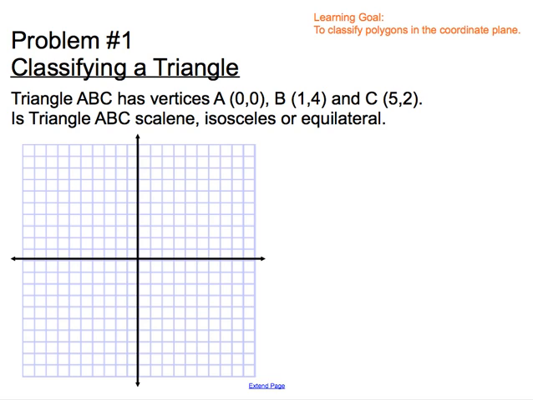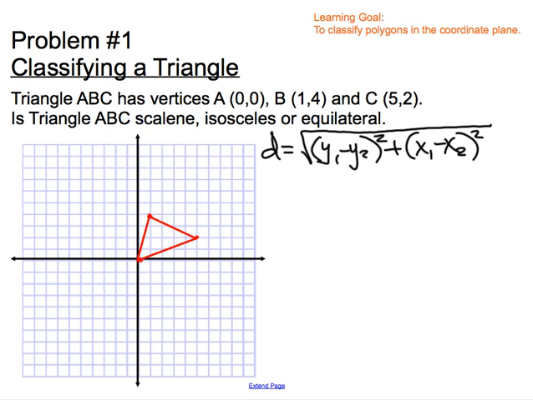The first problem that we're going to look at today asks us to classify a triangle based on the lengths of its sides. We're given three vertices of a triangle and asked to describe the triangle as either scalene, isosceles, or equilateral. So first we plot our triangle on the coordinate plane. Once we have the triangle plotted, we should use distance formula to find the length of each side.